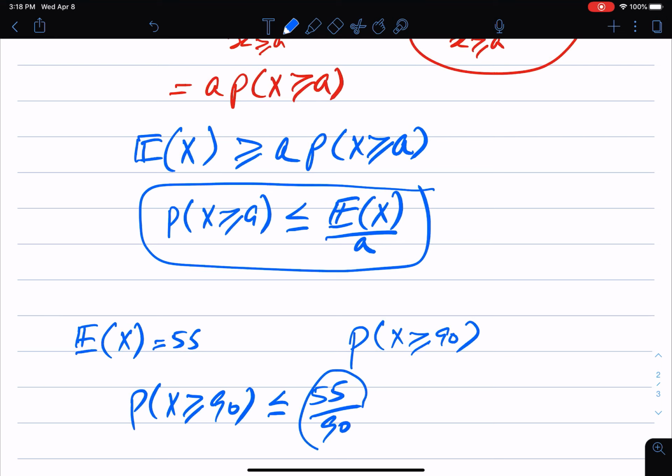So if you look at 55 divided by 90, it's not very far from half actually. So this is not a negligible value here, okay? But the issue again is that, notice here, I'm not saying it equals 55 divided by 90. I'm saying it's less than or equal.